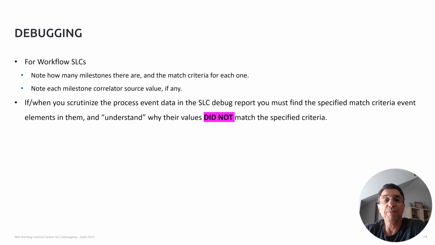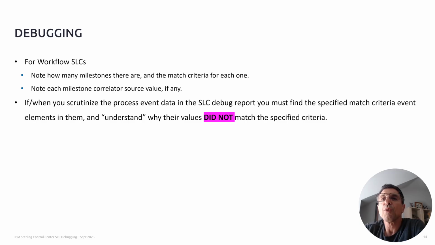When you're debugging a workflow SLC, notice how many milestones there are, and make notes on the match criteria for each of those milestones. You can have a correlator source at the high level for your whole workflow, but you can also have it down at the milestone level instead. An example of that would be for one milestone, it could be the destination file name, but for the other milestone, it's the source file name.